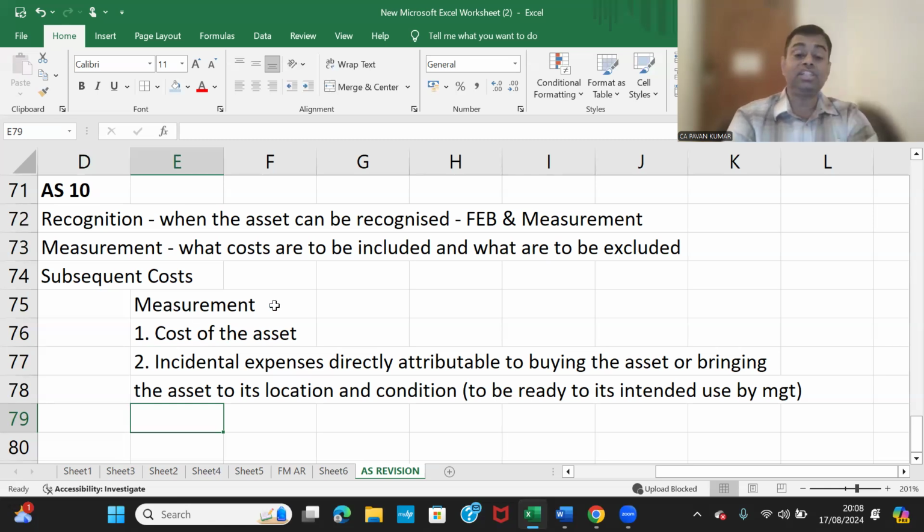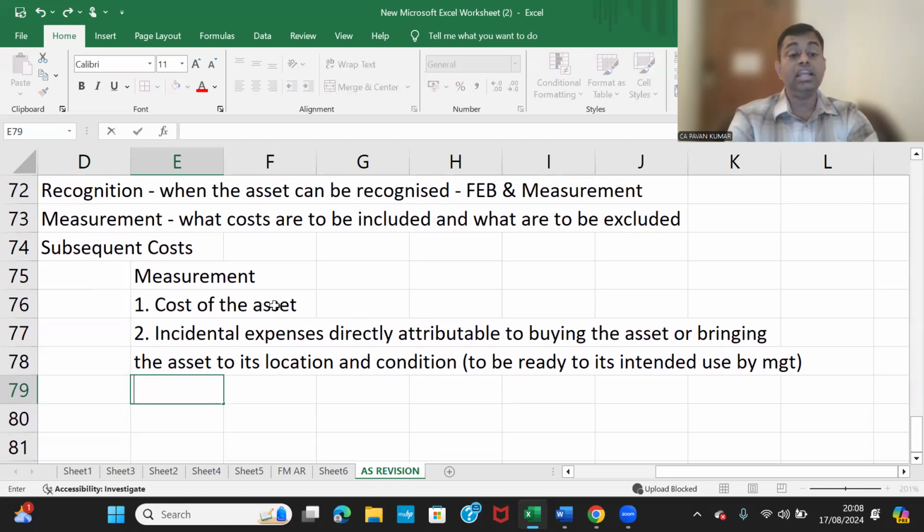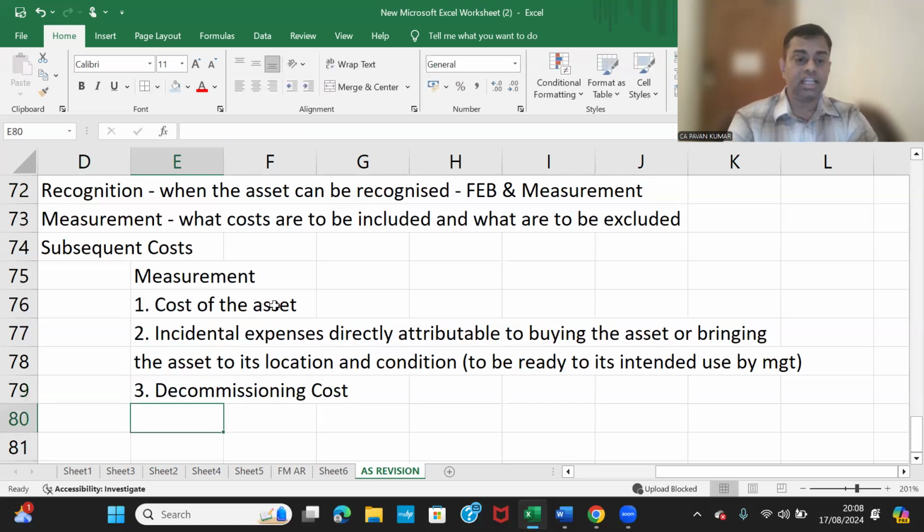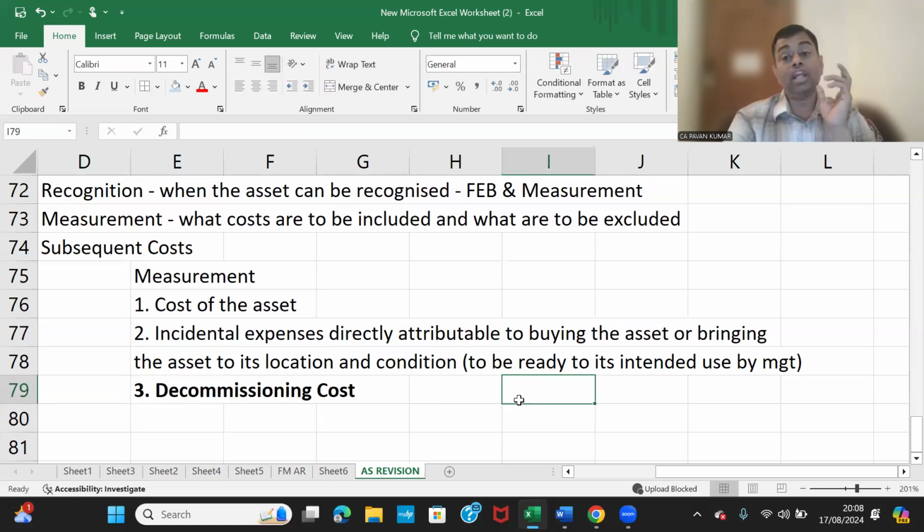So 2 is incidental expenses directly attributable. 3 is decommissioning cost. This is important. After 5 years, say for example, your asset life is estimated to be 5 years. After 5 years, you will dismantle the asset. You'll uninstall the asset. Commissioning means installation. Decommissioning means breaking it and uninstalling it. It is something like, you have put one AC, now you are removing the AC.